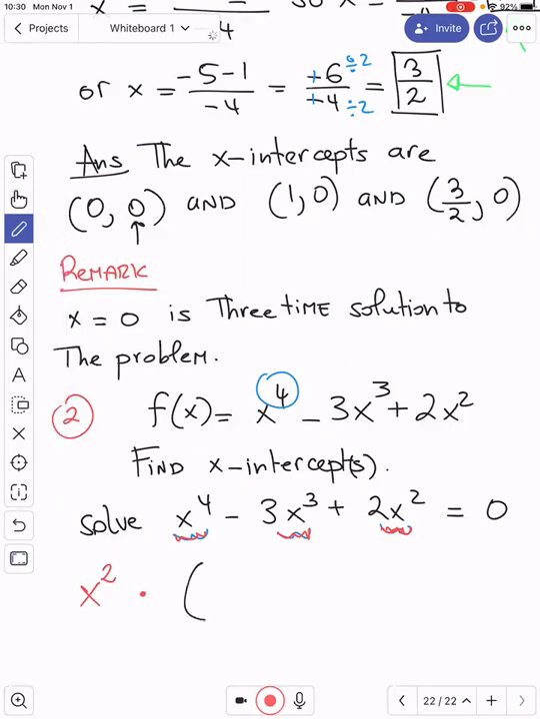that will be, so this is x to the 4th. So we need to multiply x squared by x squared because 2 plus 2, that will be 4. And then there's this minus 3x, right? Because x times x squared, that will be 1 plus 2, that will be x cubed, and plus 2. So if you take out the x squared, you are only left with 2. So that's plus 2 equal to 0.